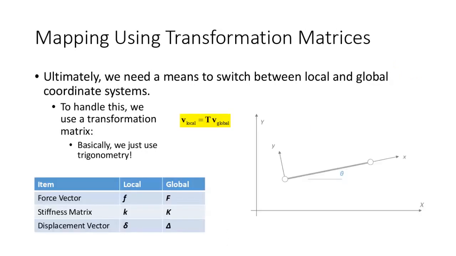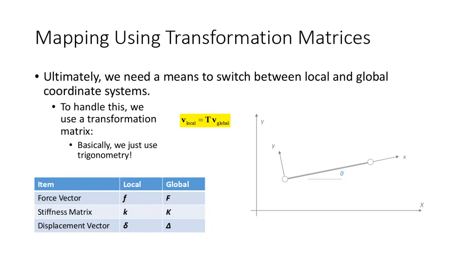The way I'm going to rotate this is trig, okay? In matrix algebra, we have this term called a rotation matrix or a transformation matrix, and basically it's a way of taking a vector and going from a local coordinate system to a global coordinate system. And so to handle this, we use a transformation matrix, and it's basically just trig. It's just cosines and sines.